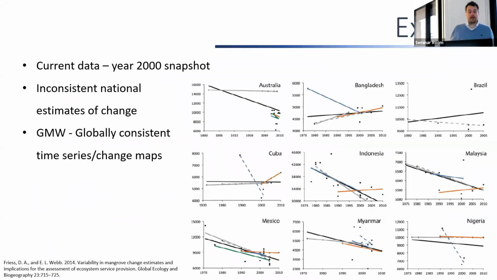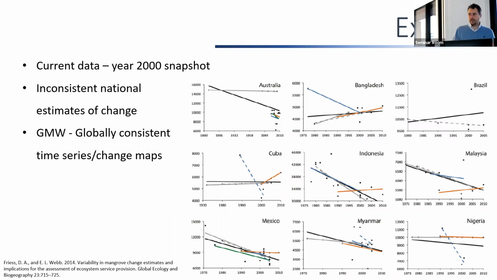We can also look at snapshots of national level data. And this is work by Dan Friess and colleagues, who looked at the variability in change estimates across different datasets for countries across the world. And what you can see, there's some places such as Myanmar where there's a good consistent trend, but Cuba, for example, some of the trends are saying that mangroves were stable, some were declining dramatically, and some were increasing. And it's similar for lots of different countries.